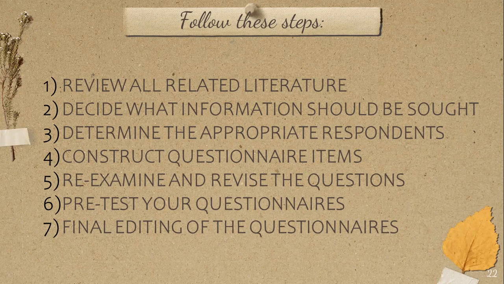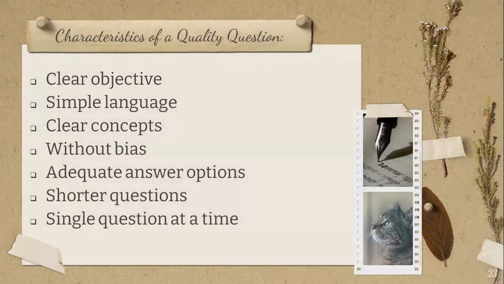Final editing of the questionnaires. To ensure that every element passes inspection, the content, form, question sequence, spacing arrangement, and appearance must be checked for accuracy. Next one, we have the characteristics of a quality question. Number one, we have clear objective, clearly related to the research question. Number two, we have simple language. Questions do not have excess words and jargons are avoided.